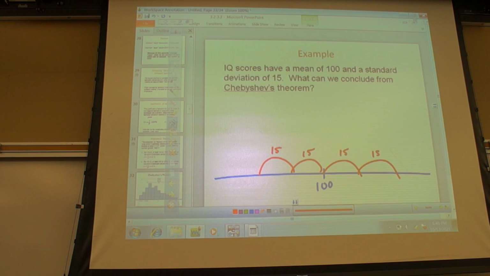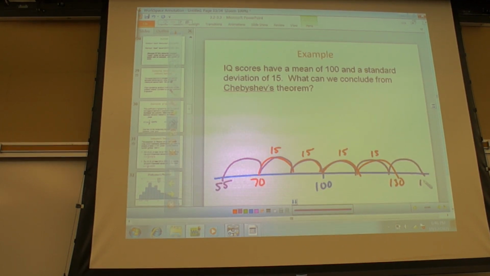Think of every standard deviation as being like a step, right? So 2 standard deviations, take 2 steps this way and 2 steps the other way. I like to draw my little pictures. 2 steps this way, 2 steps that way. What are these numbers here and here? Yep, 70 and 130. If you go 3 standard deviations, 1, 2, 3, 1, 2, 3, you get to 55 and 145.